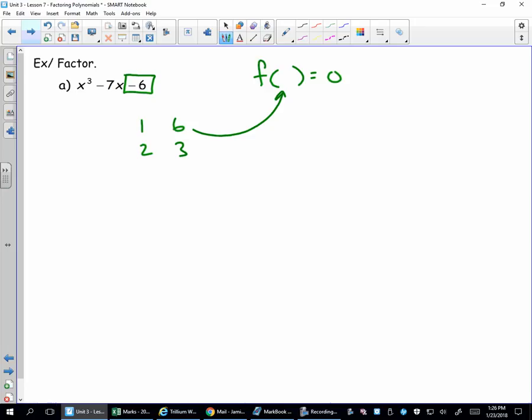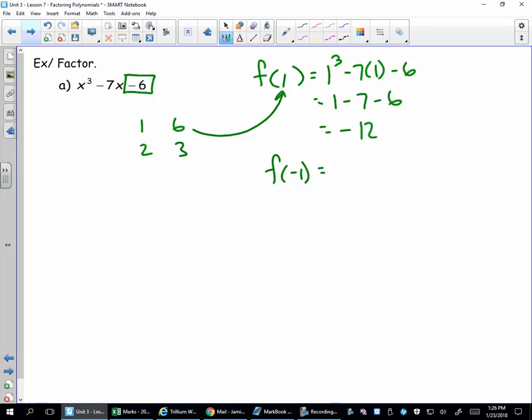So let's start with the easy one. Let's try f at 1. That's a value, a divisor of 6. Let's see what happens. Well, 1 cubed minus 7 times 1 minus 6 gives me 1 minus 7 minus 6. Oh, that's negative 12. That didn't work. I would get a remainder if I tried this one. Let's try the alternate option.